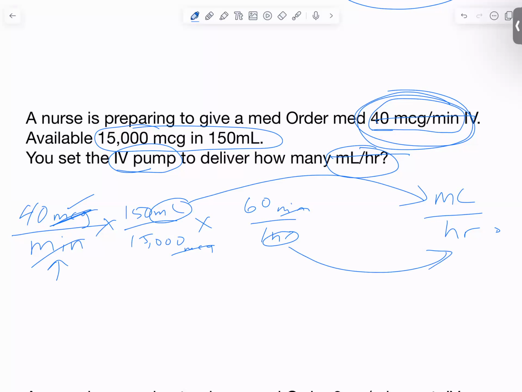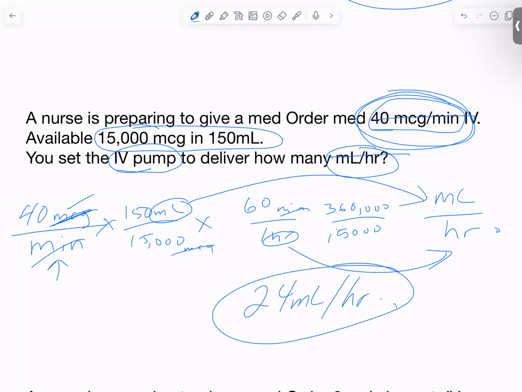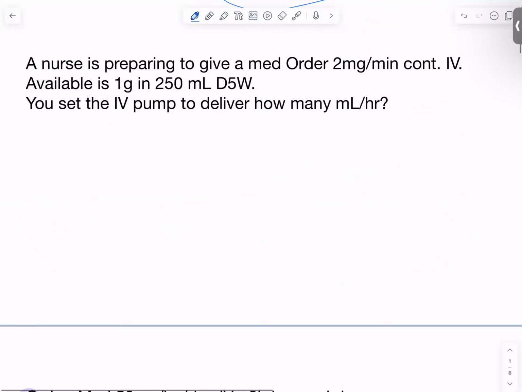Please be careful with your math. If you're done early, recheck your math and your transcription. So when we multiply across the top, it's 360,000 and then 15,000 across the bottom. And when I divide that into each other, it is 24 milliliters an hour I'm setting on my IV pump. Beautiful. Here's another. Go for it.